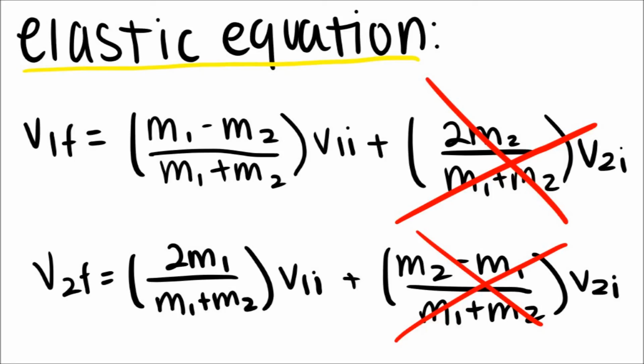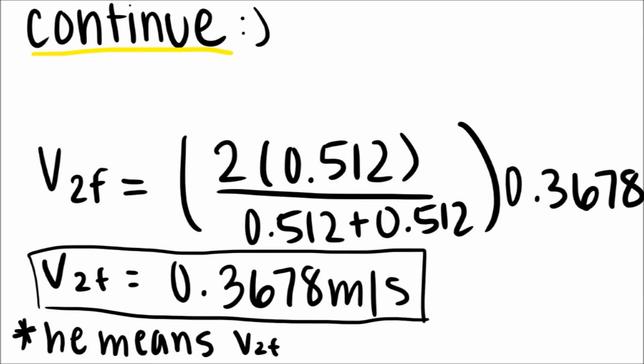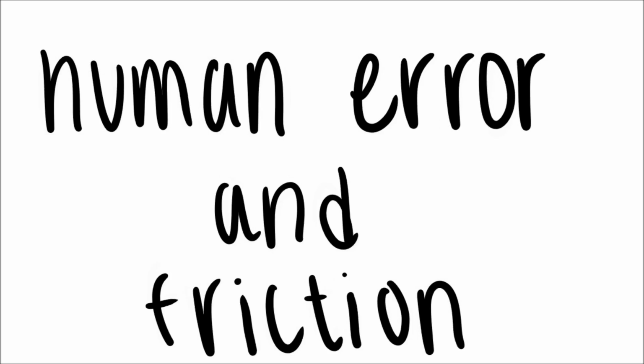And when you plug in numbers, that becomes V2F equals (0.512 plus 0.512) divided by (0.512 plus 0.512), which makes the whole term 1, times V1 initial, which is 0.3678 meters per second. So you'll find that V2 final is equal to V1 initial since these two masses are the same. Now we actually got V2 final to be 0.3953 meters per second when we timed it, but again, like previously stated, that was just due to human error and friction.